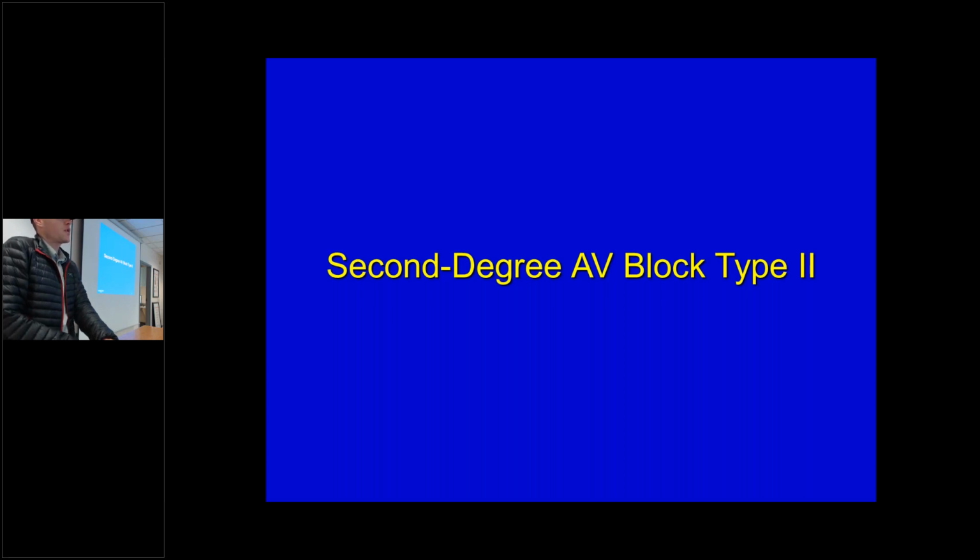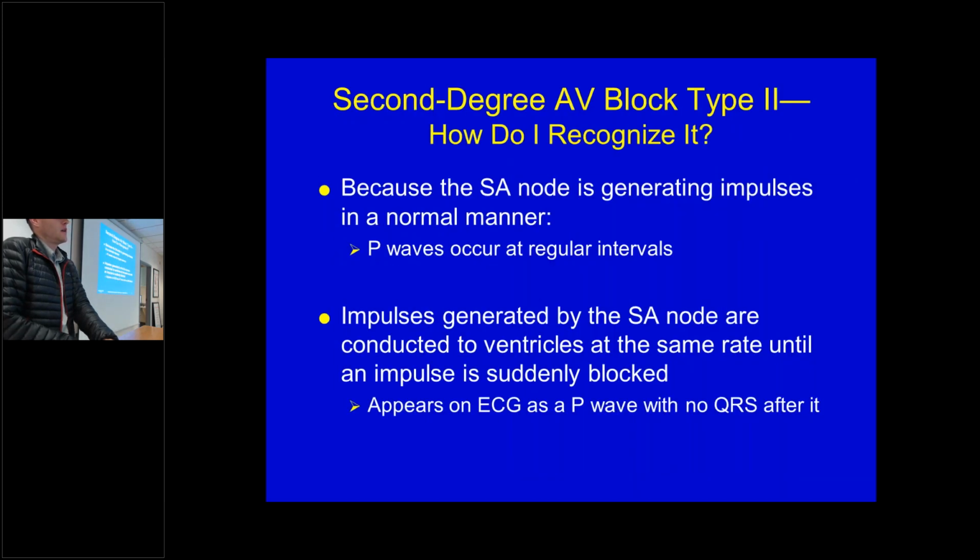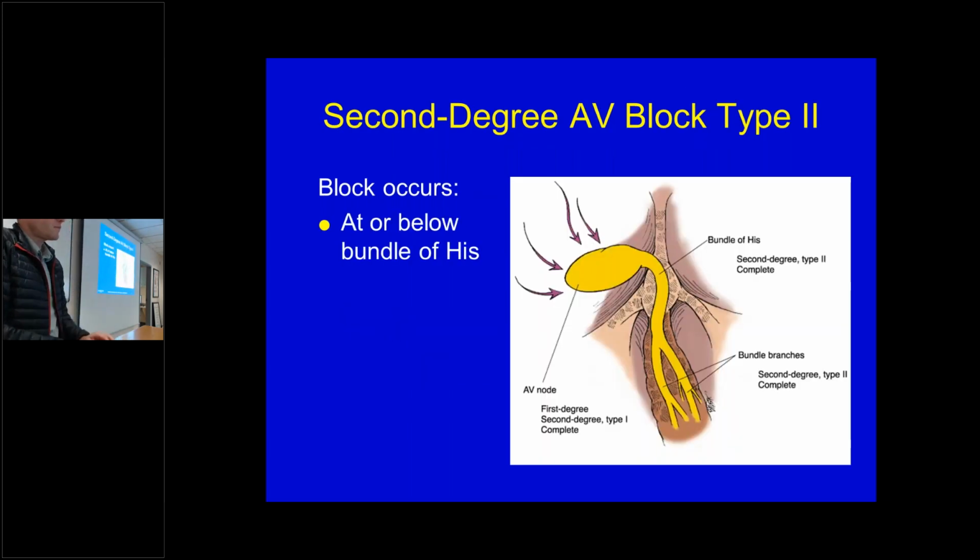All right, second degree AV block type 2. Again, at or below the bundle of His. Or excuse me, so it's below the AV node.